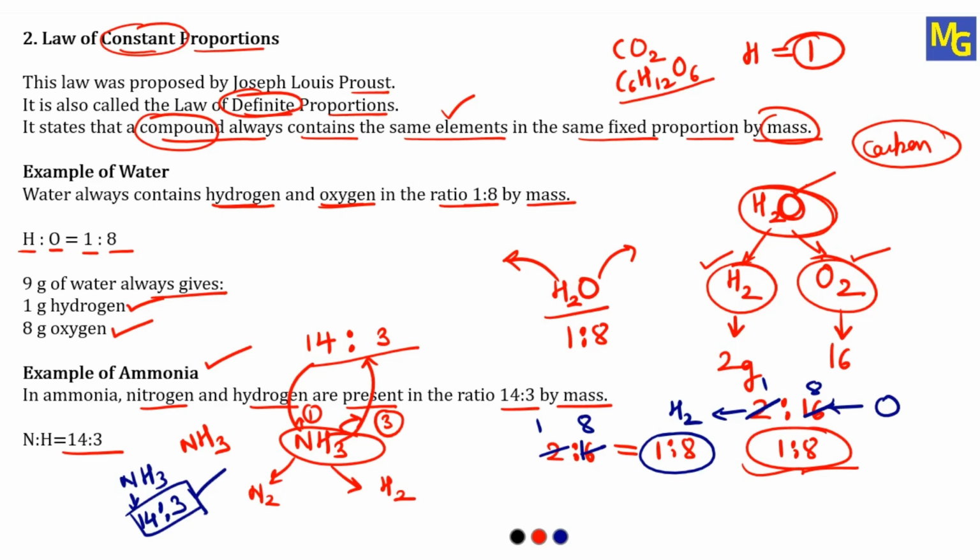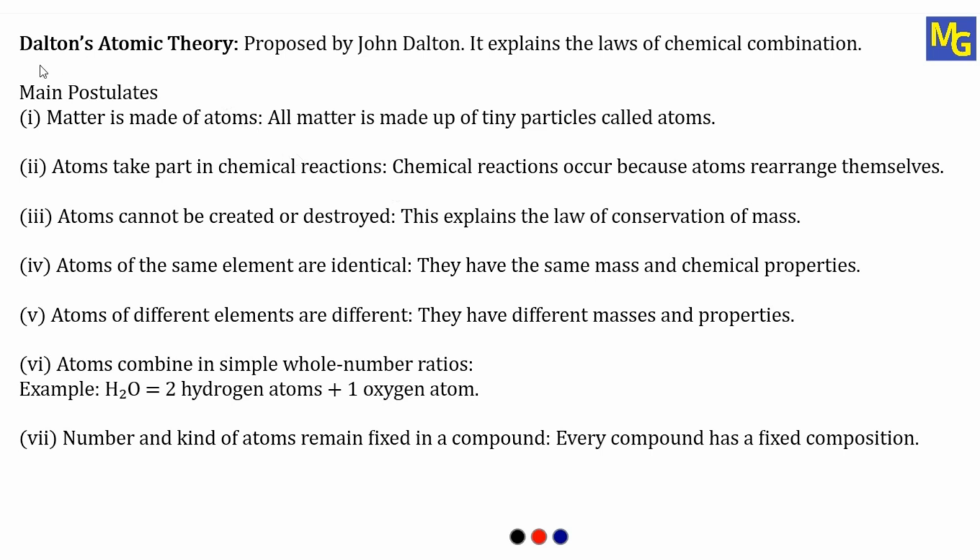After this, we are going to start with atomic theory. Now we will start with Dalton's atomic theory, which is given by John Dalton. This theory is given with the help of the earlier two laws, that is the law of conservation of mass and the law of constant proportion. So let's see.